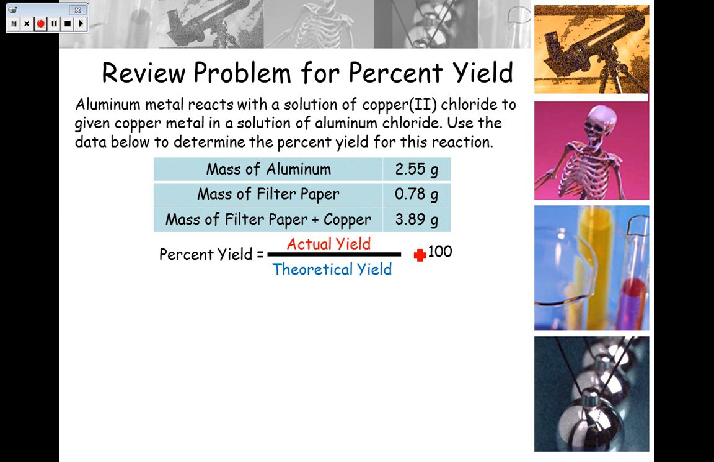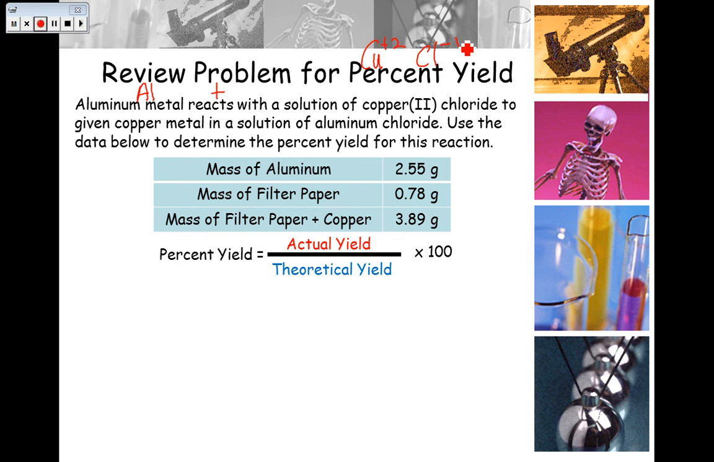Okay, so it says aluminum metal. It's reacting with a solution of copper 2 chloride. The phrase reacts with is essentially your plus sign. Solution of copper 2 chloride. Copper we know is going to be Cu. Chloride you know is going to be Cl. As far as the charges are concerned, the Roman numeral tells you the charge at the top. Chloride you know from the periodic table is -1. When you crisscross it, you're going to end up with CuCl2.